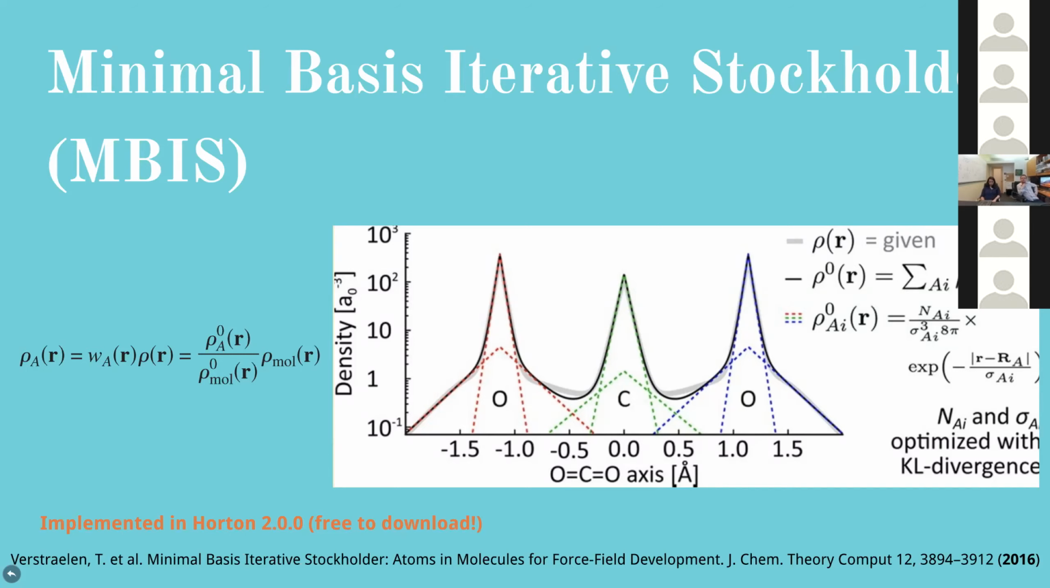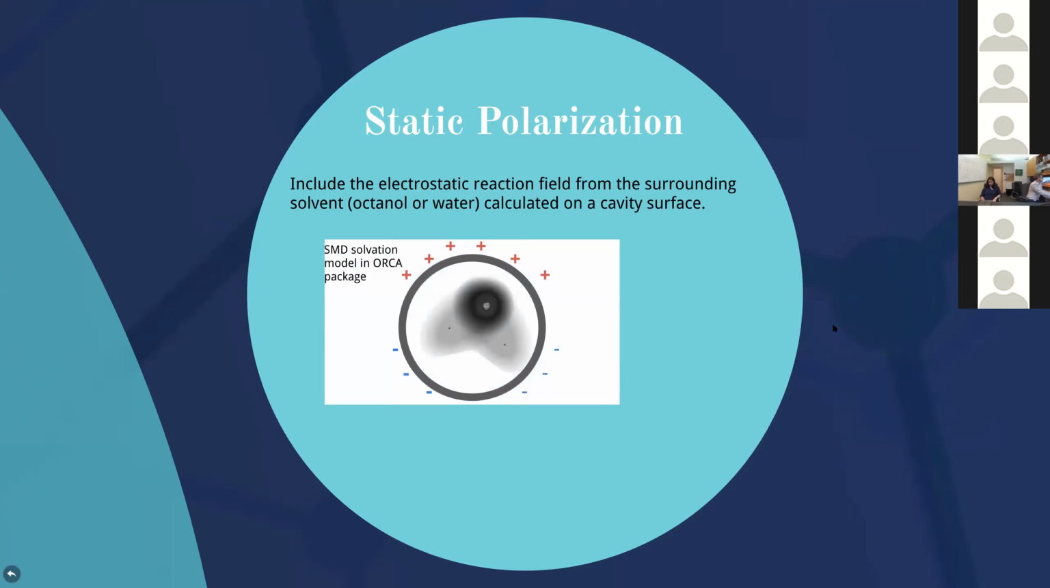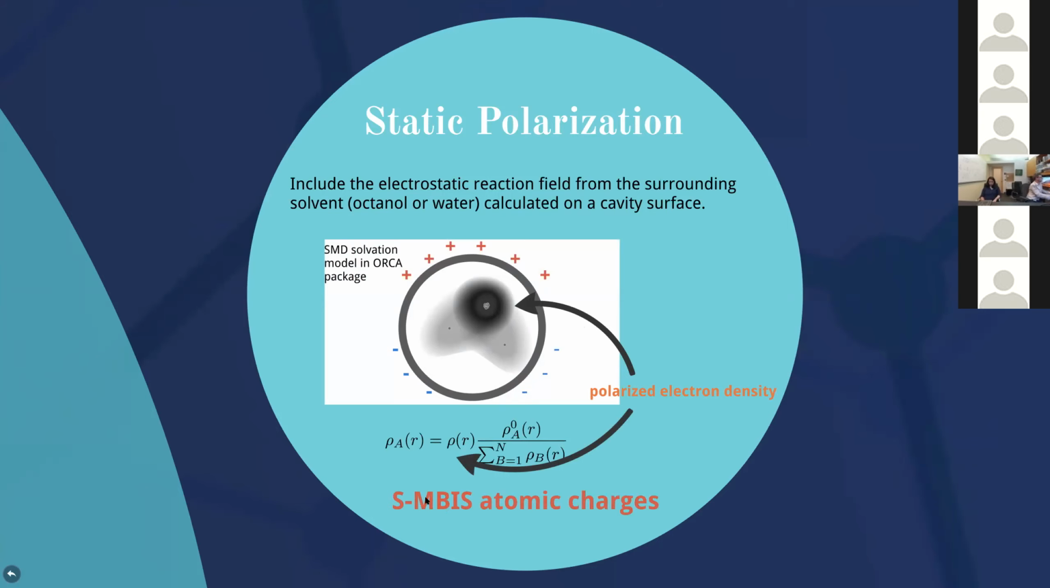So in collaboration with Verstraelen, we included what we call static polarization. What that means, very similar to what was shown in the previous talks, is that we include the electrostatic reaction field from the surrounding solvent, which could be octanol or water, calculated on a cavity surface. There we use a standard implicit solvation model in the Orca package to get the electron density of the molecule, now the polarized electron density. And once we have this polarized electron density, we plug it into this Stockholder method, and we get what we call the SN-MBIS atomic charges.